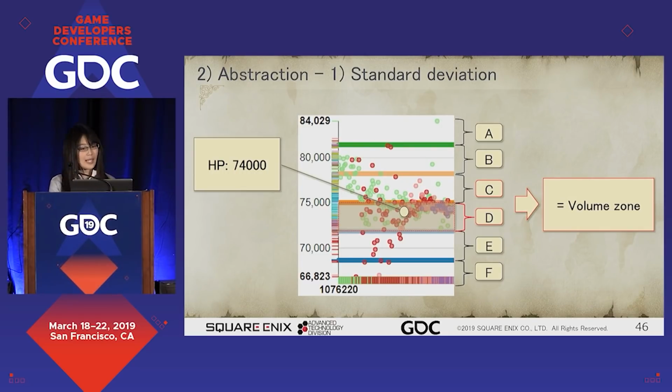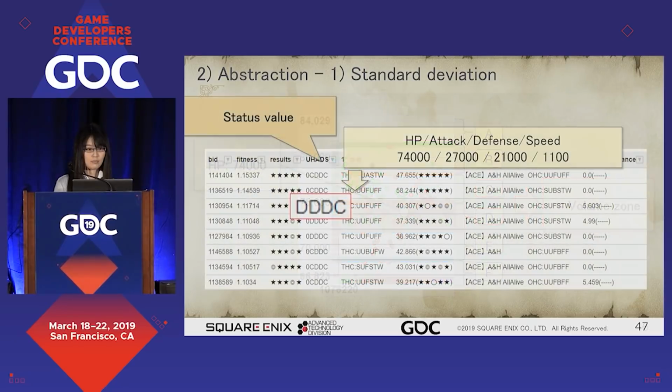In this slide, C and D are volumes, and HP 74,000 belongs to the rank D, which is a little lower than the average value. Standard deviation replaces the two detailed numbers with an expression that can be understood at a glance.